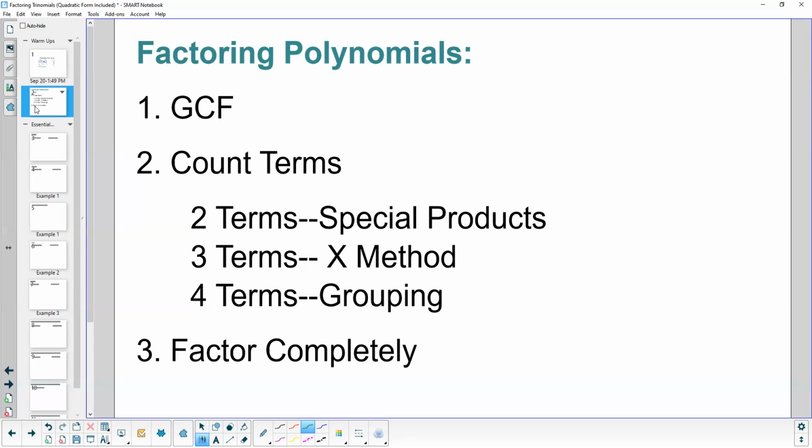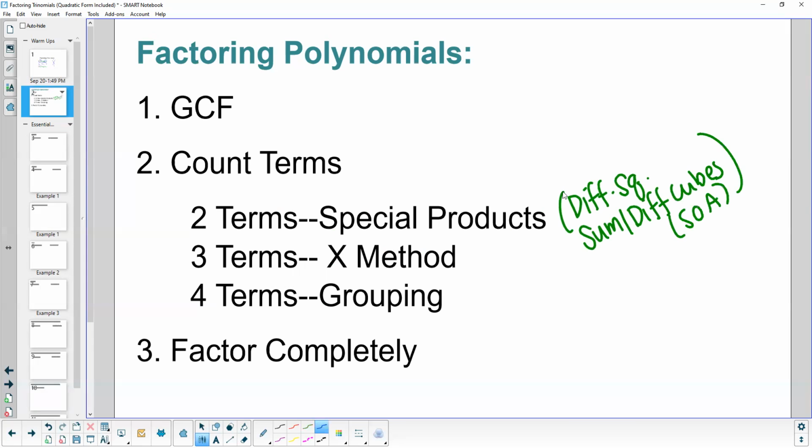So if there are two terms, meaning two pieces there, we're going to use special products. So this is something like our difference of squares, our sum and difference of cubes, and another word for the sum and difference of cubes, those are the ones that you end up using our SOAP acronym for, right? So things like that can be used to factor. Anytime we have three terms, those are called trinomials, we're going to use what's called the X games or the X method. That's a common way of organizing how we factor those out. And four terms is grouping.